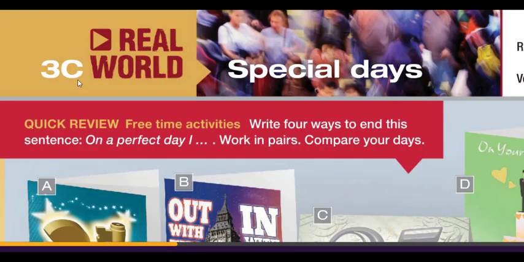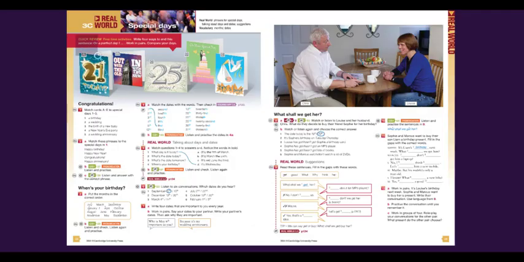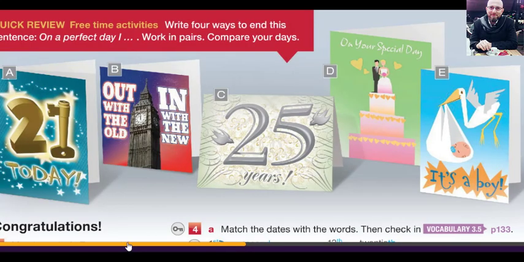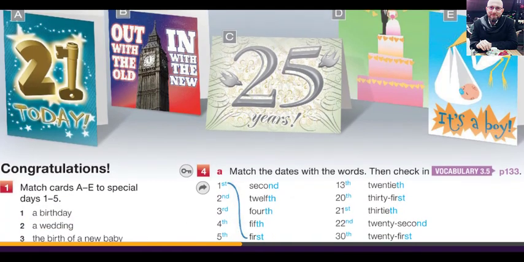Hello everyone, and in this lesson we will study 3C special days, real word, and real word phrases for special days, talking about days and dates, suggestions, vocabulary, months and dates. Okay, so let's start here. Here we look at special days cards. Okay, and here in exercise number one, let's look here.